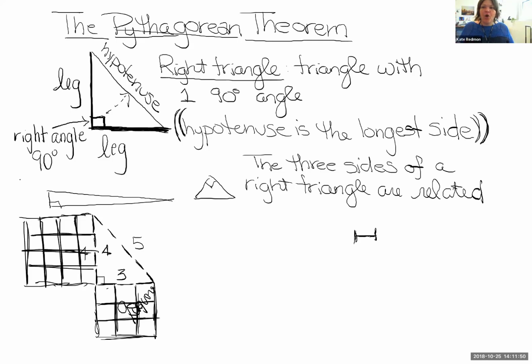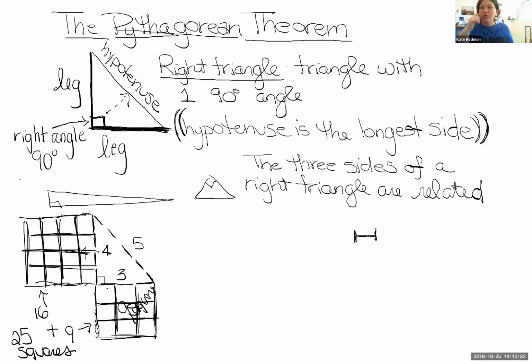Now I have a question for you. When I look at the squares on both of those legs, I have 9 squares on the one leg. I have 16 squares on the other leg. How many total squares do I have? What's the sum of those squares there? 16 squares and 9 squares gives me? 25. I agree with you. I'll end up with a total of what we call 25 square units, or 25 squares.